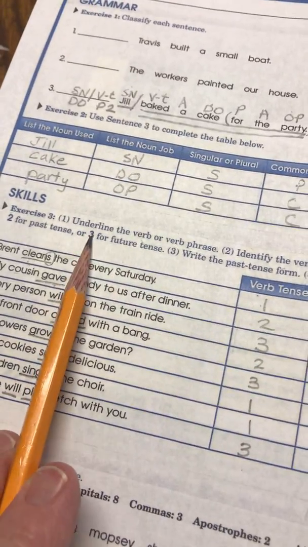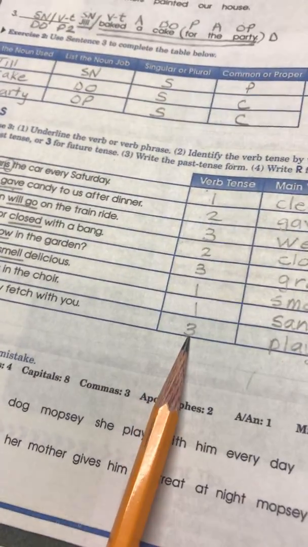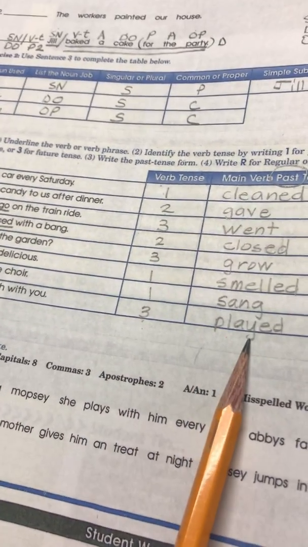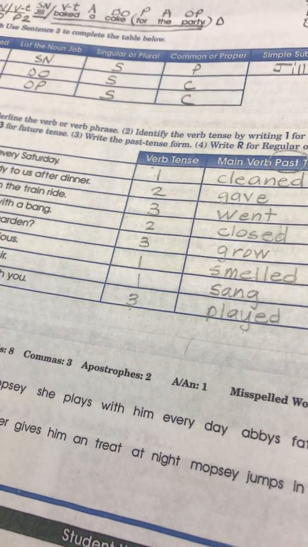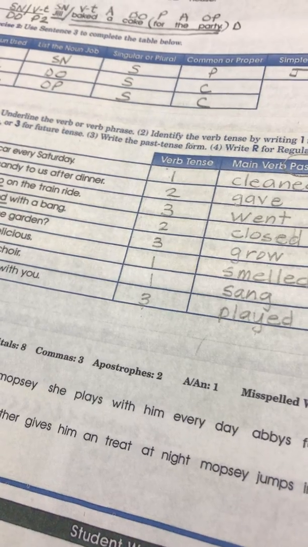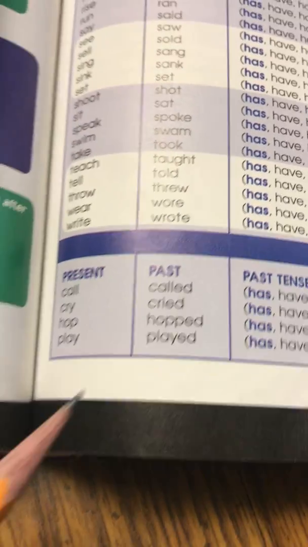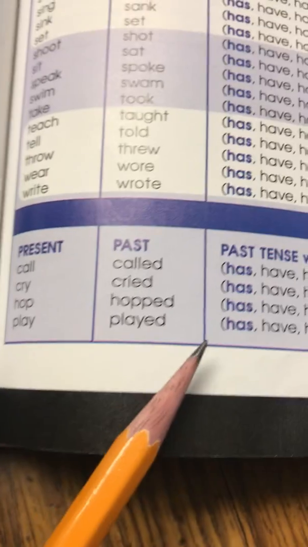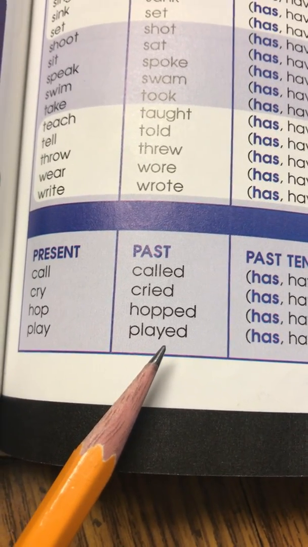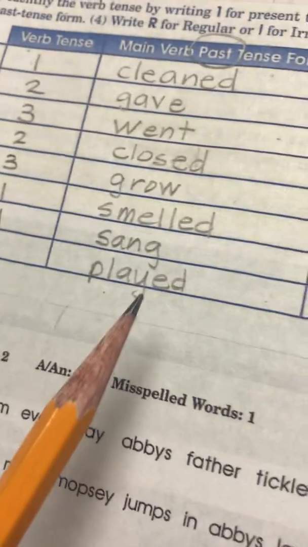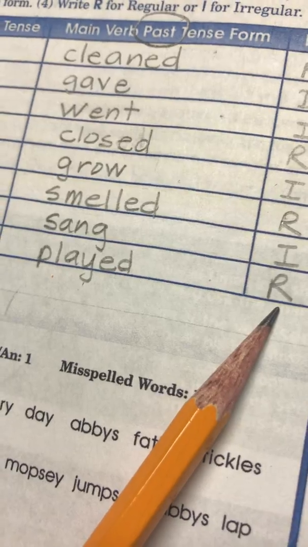Our directions say write a 3 for future tense. So here's our 3. But look here, you're still going to write the main verb past tense form. So past tense form is played. Well, I know that because I can say a sentence like, yesterday I played. I can also see it here in my chart on reference 118. You have play for the present tense, played for your past tense. So that makes this a regular verb. These vowels did not change from play to played. So that makes it a regular verb.